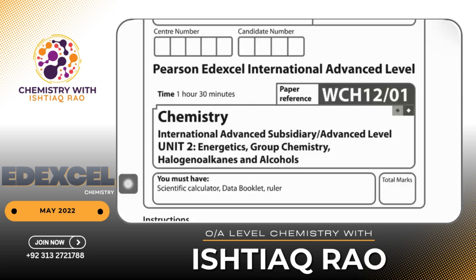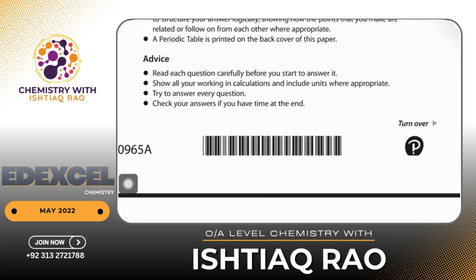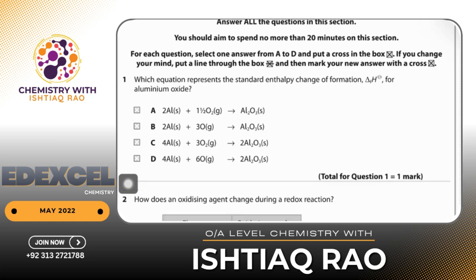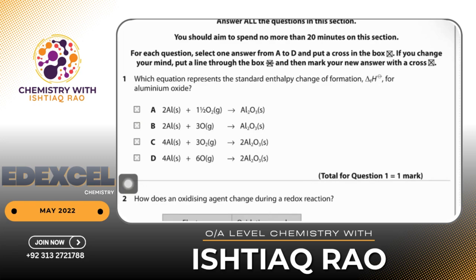So this is June 2022. Question number one. Which equation represents the standard enthalpy change of formation for aluminium oxide? When 1 mole of a compound is formed from its elements in their standard states under standard conditions, so aluminium oxide should be solid and it should be 1 mole.